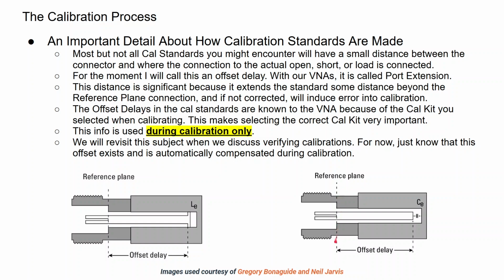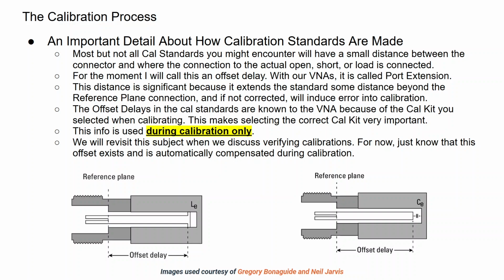So this point here where we make our connection is actually our reference plane, and then the actual loads are out here toward the ends. Now the short, as you can see by this reference here, we've got some inductance to deal with, and with the open we have some capacitance because, well, it's two conductors separated by an insulator, right? I'm going to call these distances offset delays. In our VNAs, it's called port extension, and this distance is significant because it extends the standard some distance beyond the reference plane, and if we don't correct for it, we're going to have errors.